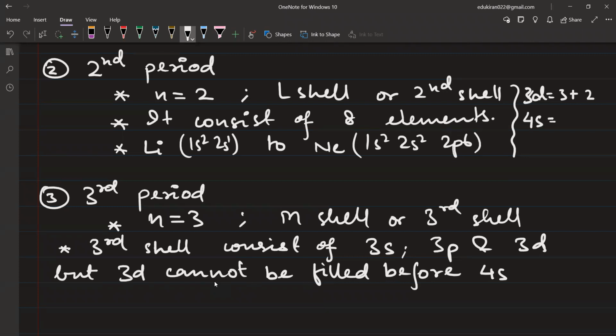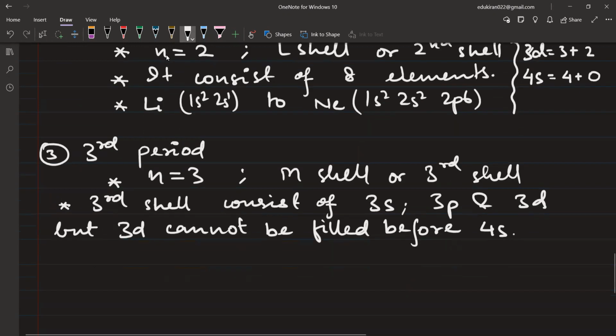But if I look at 4s, that is 4 plus the value of s. The value of s is 0. So here 4s has a value of 4 and 3d has a value of 5. According to the n plus l rule, the subshell which has the higher value of n plus l is higher in energy, and we always want to fill the lower energies first. That is why 4s has to fill first, which has the value of 4. After that only we can fill the 3d.